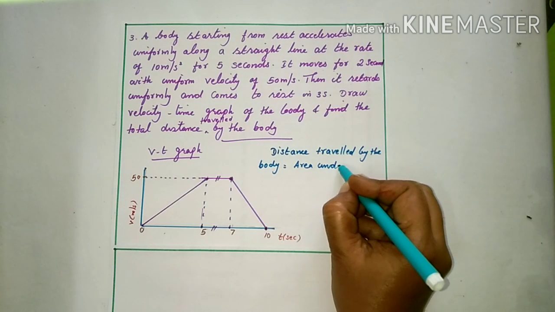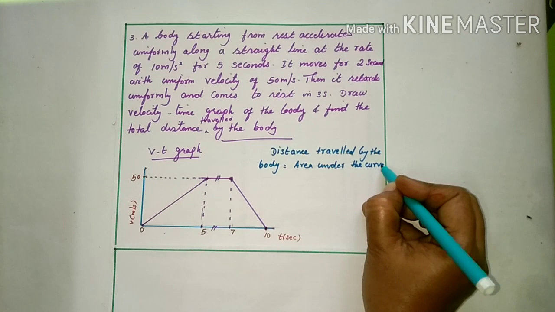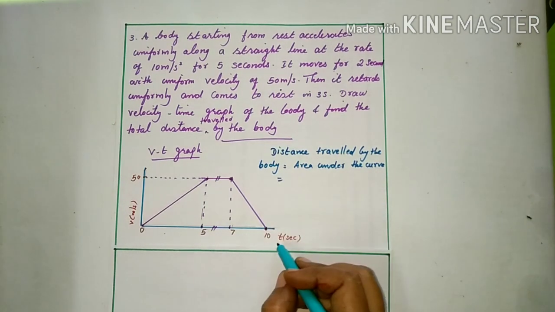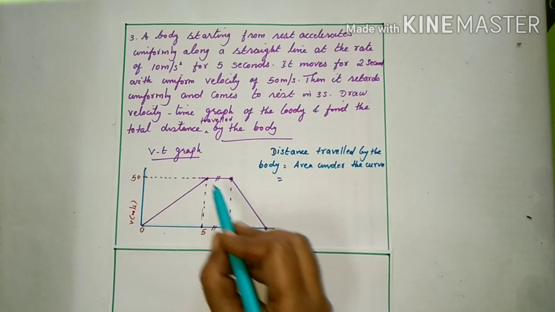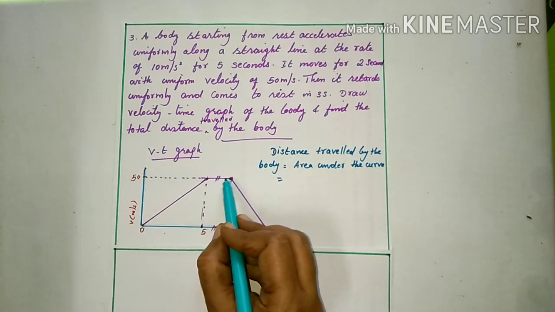So here the area is in the shape of a trapezium. So what is the formula of a trapezium? That is half into the sum of the parallel sides. So what are the parallel sides here? These two are the parallel sides.